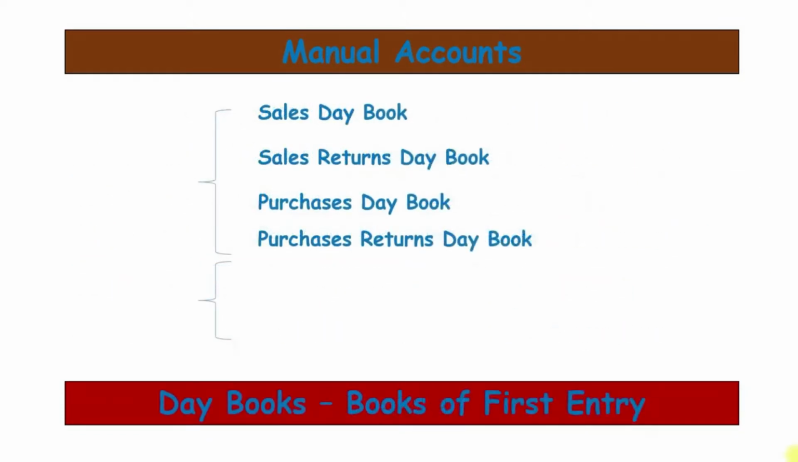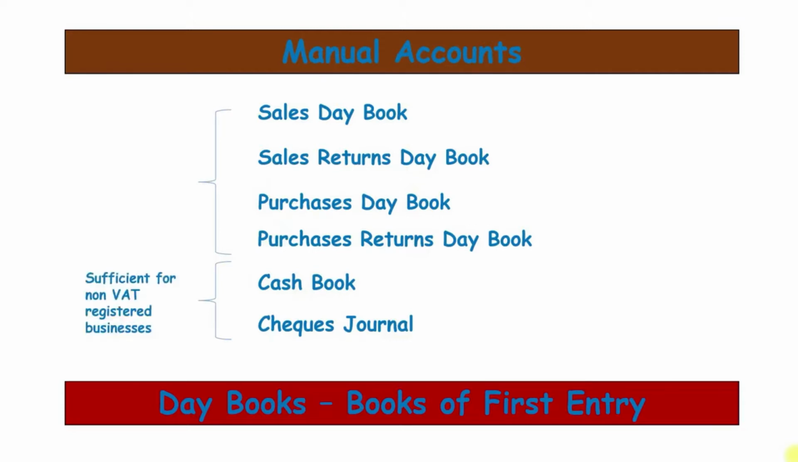So, we have seen that the sales go in the Sales Day Books and the purchases go in the Purchases Day Books. And the payments and receipts go in the Checks Journal and the Cash Book. For revenue purposes, the Cash Book and Checks Journal will suffice if the business is not registered for VAT. If our business is registered for VAT, then we need to document the VAT transactions. Therefore we need to have Sales and Purchases books as well as the Cash Book and Checks Journal.